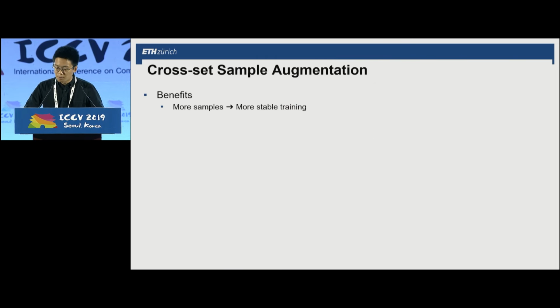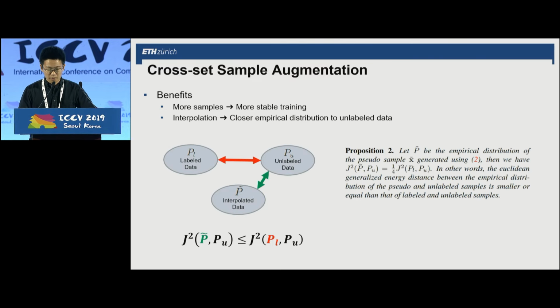The benefits of the proposed augmentation are twofold. First of all, by interpolation, we can generate as many pseudo-samples as we want, and this makes the training data set a lot larger, thus leads to more stable training. And secondly, the Euclidean generalized energy distance between the empirical distribution of the pseudo and unlabeled samples is smaller than or equal to that of labeled and unlabeled samples. We actually have a proof. Please refer to proposition 2 in the paper.